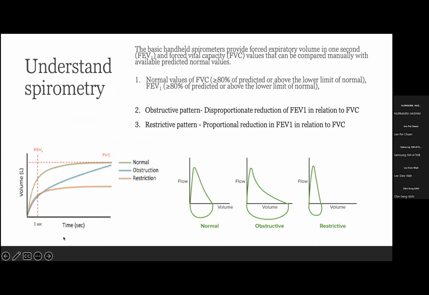Understanding the total lung volume curve is very important for us to practice during our normal practice, because it tells us how we differentiate the spirometry results. So in a normal lung, we should have a normal value of forced expiratory volume in the first second, which is more than 80% of the normal predictive value, and the forced vital capacity should also be more than 80% of the normal predictive value.